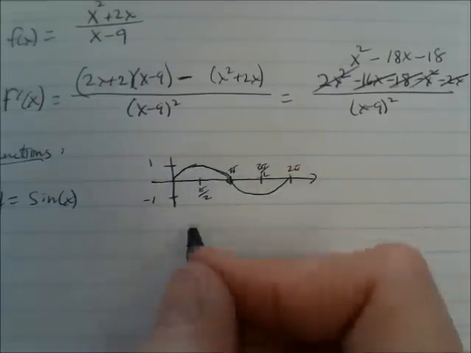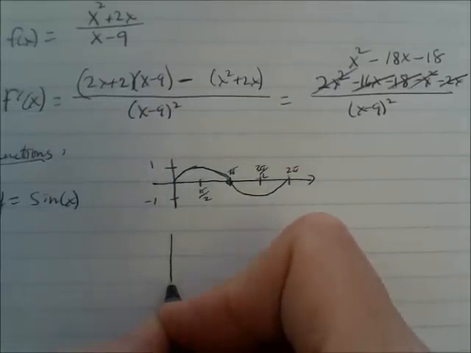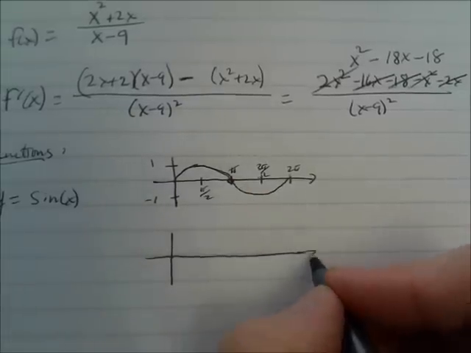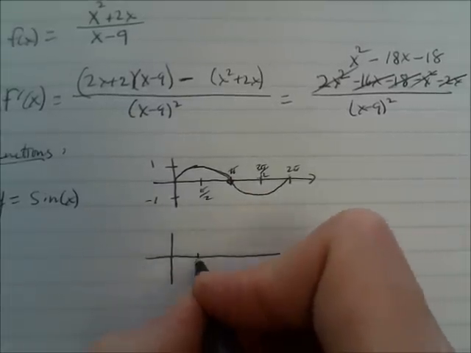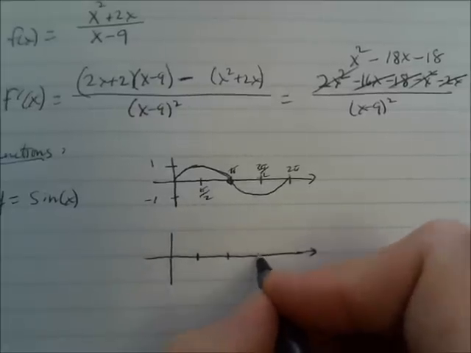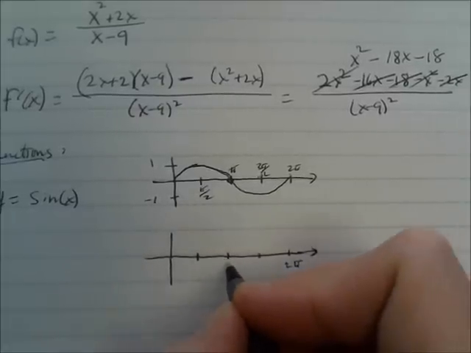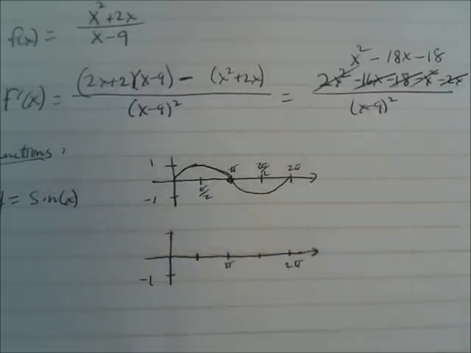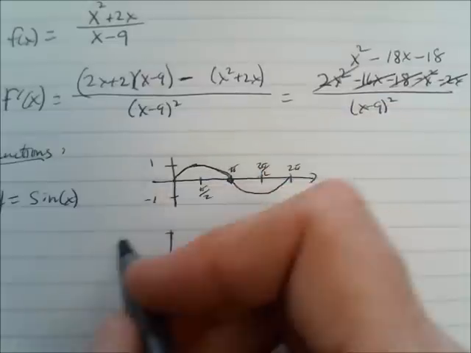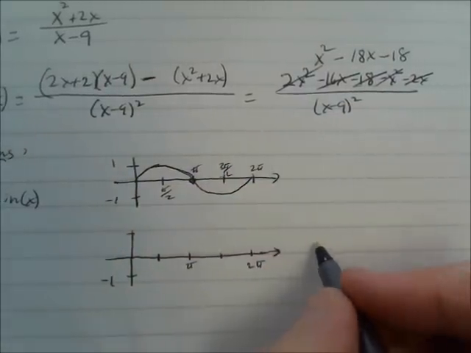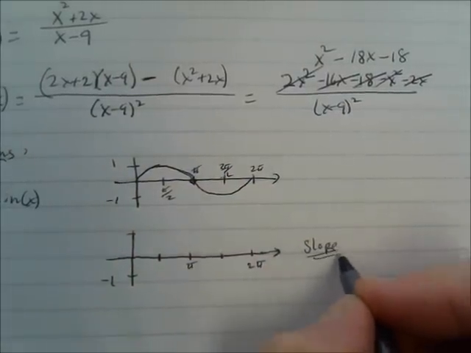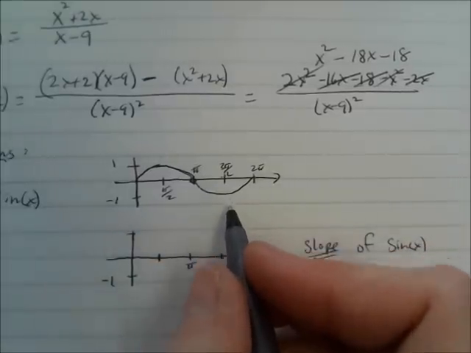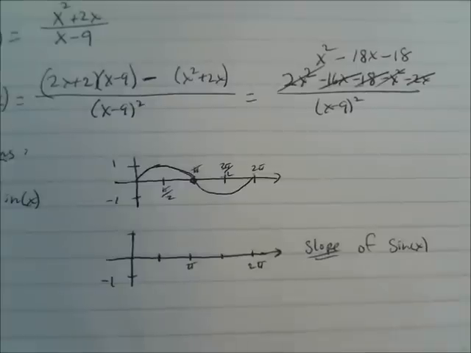What I'm going to do is right underneath it, I'm going to plot the slope of sine of x. And I'm going to use the same scale. So we've got 2 pi, we've got pi here, and we're going to go up to 1 and down to negative 1. So this down here is going to be the slope of the sine of x.